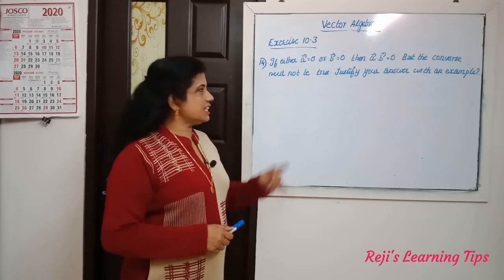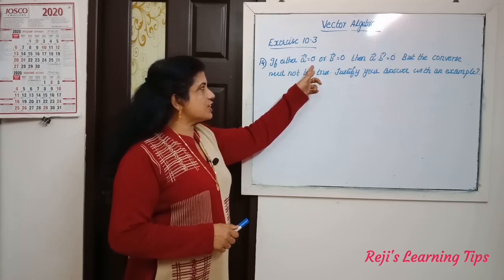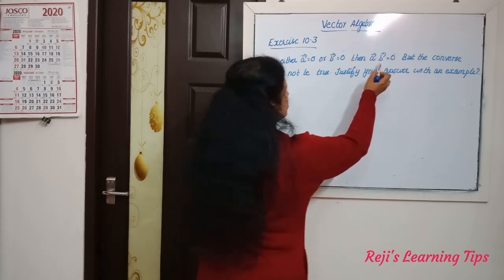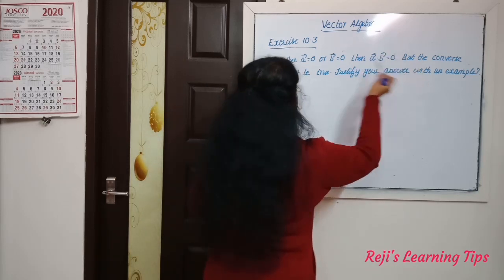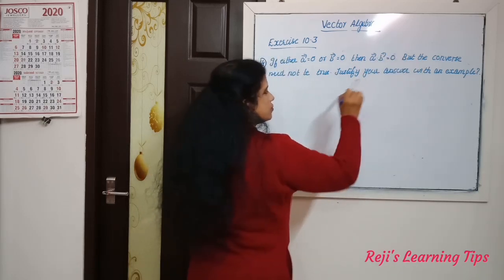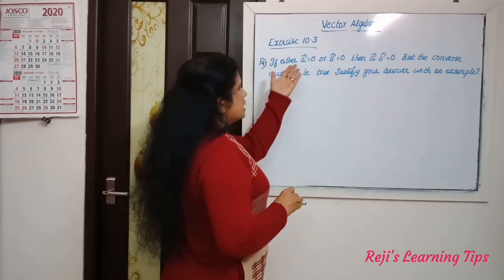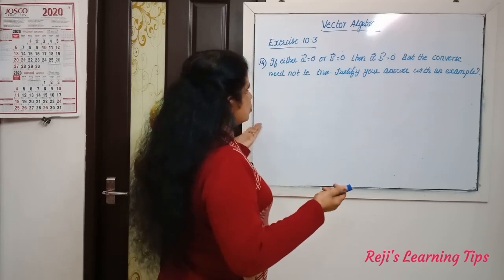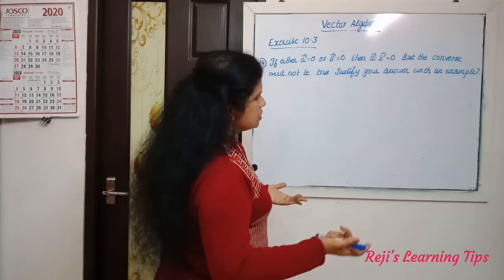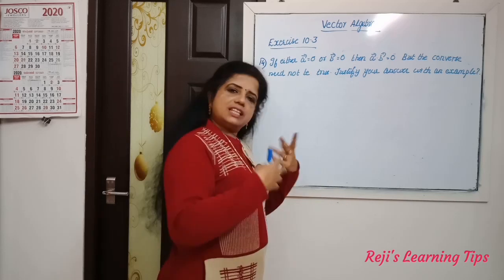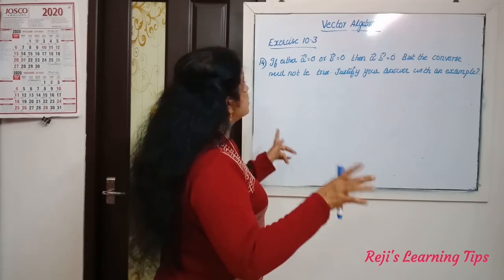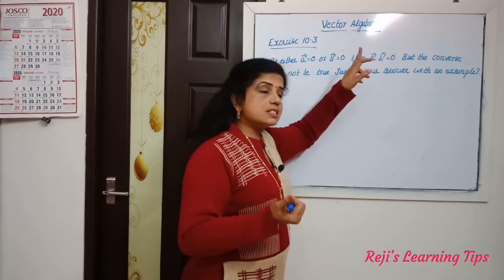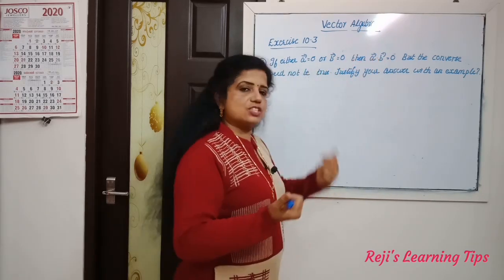Okay, then 14th question. If either vector a is equal to 0 or vector b is equal to 0, then a dot b is equal to 0, but the converse need not be true. Justify your answer with an example. If a is equal to 0, then a dot b is equal to 0. Otherwise b is equal to 0, then a dot b is equal to 0. But the converse need not be true, which means a dot b is equal to 0 does not necessarily imply that vector a and vector b are 0.